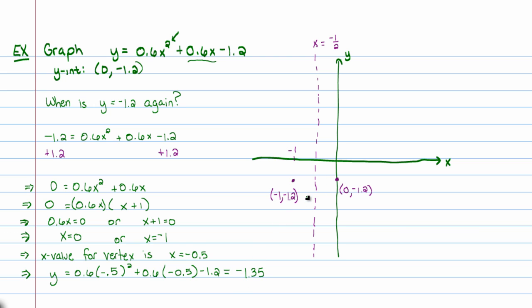Therefore, I know our vertex occurs at x equals negative 0.5, y equals negative 1.35, which is just slightly lower than these two purple points. So it's probably right about here. I'll point a little arrow at it and call that negative 0.5 comma negative 1.35, and now all I need to do is connect these dots.